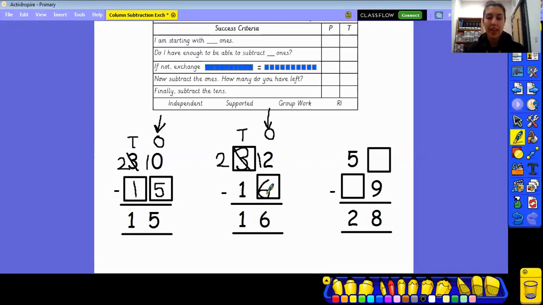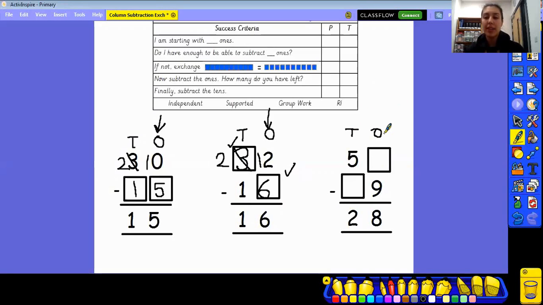2 take away 6 can't be done. So I would cross out my 3 and take one of my 10s into my ones column, leaving me with 2 10s. 12 take away 6 equals 6. And then that means I've got 2 10s left. 2 take away 1 equals 1. I'm happy that I've worked both of those out correctly. So now might be a good time to pause the video. Have a go at this calculation by yourself, see if you can work out the missing numbers.